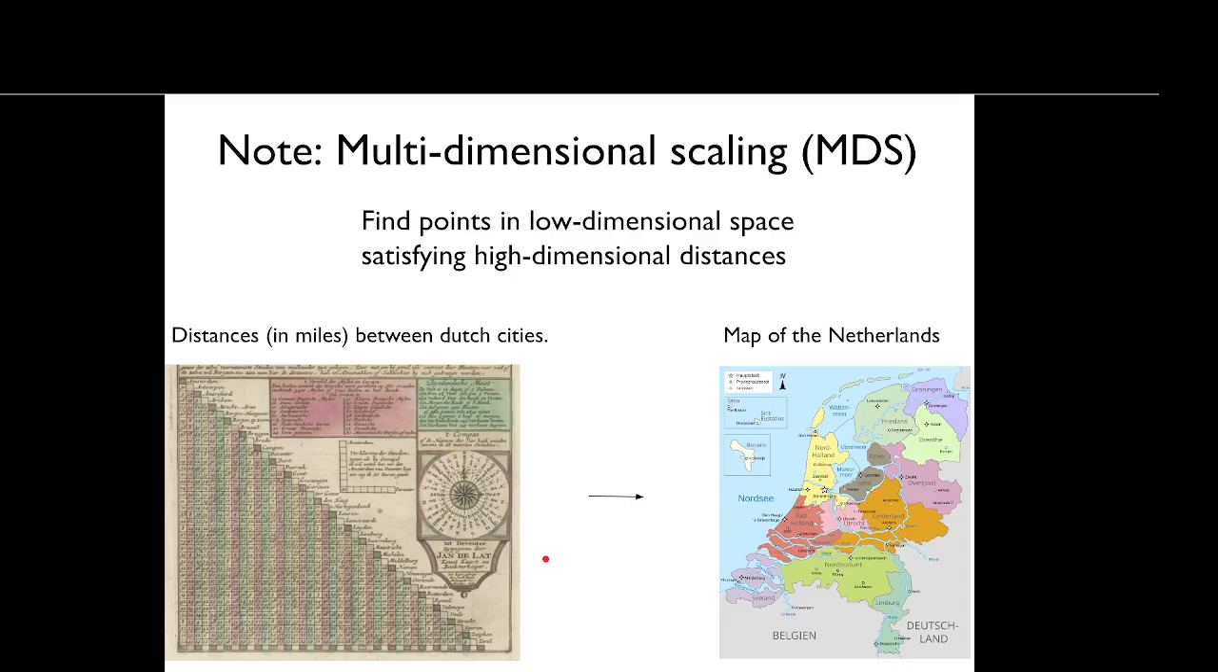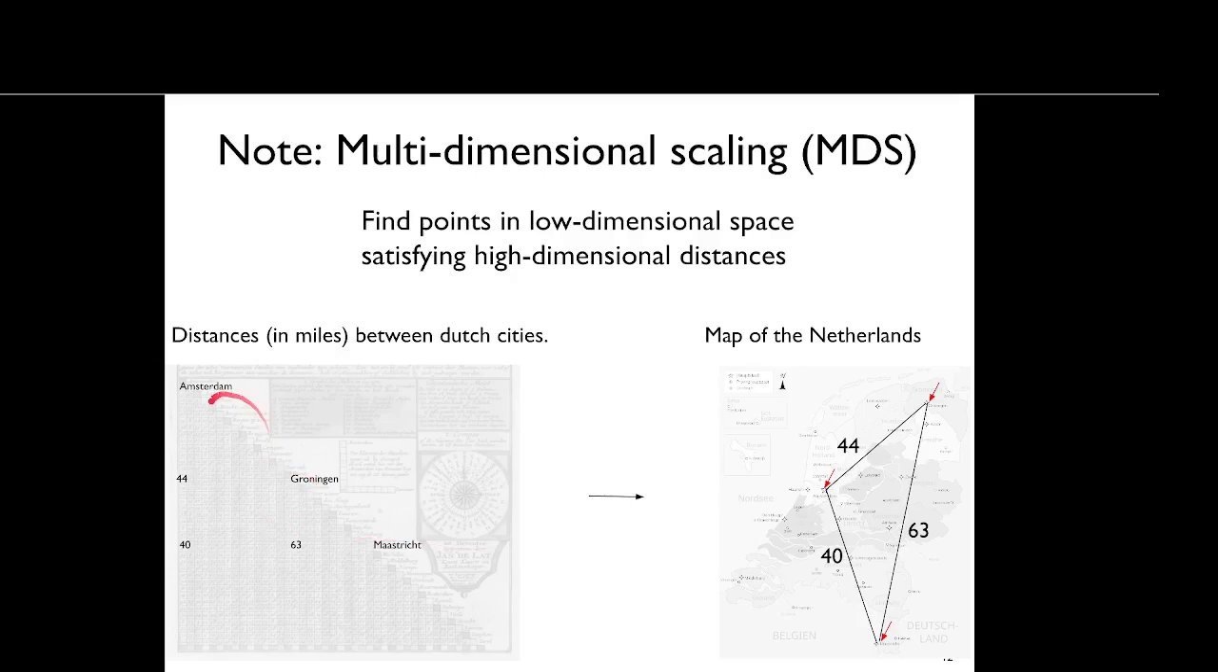And if you do that, what MDS is basically doing is taking information such as Amsterdam has a distance of 44 to Groningen, Groningen has a distance of 63 to Maastricht, Maastricht has a distance to Amsterdam of 40. So multidimensional scaling gets these pieces of information, and it then places the points in space to basically mimic these distances.